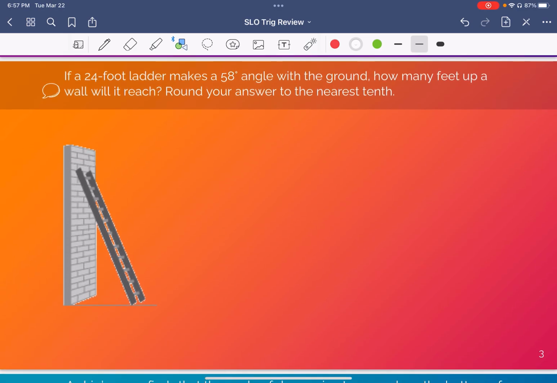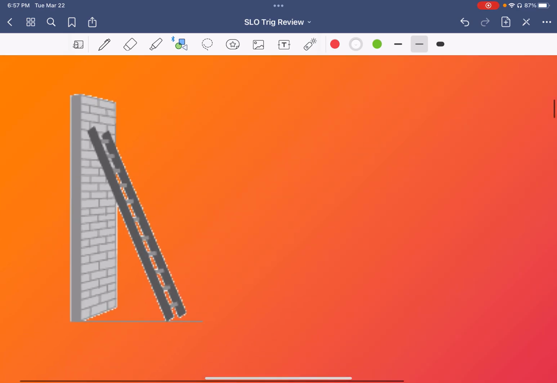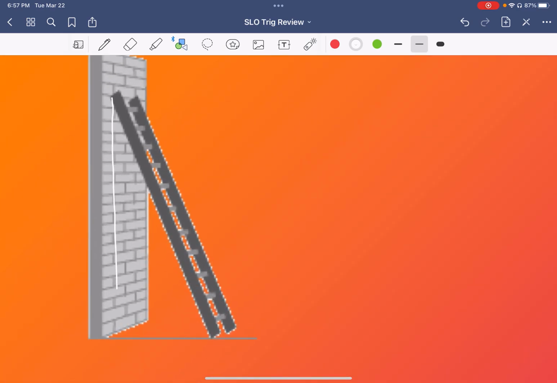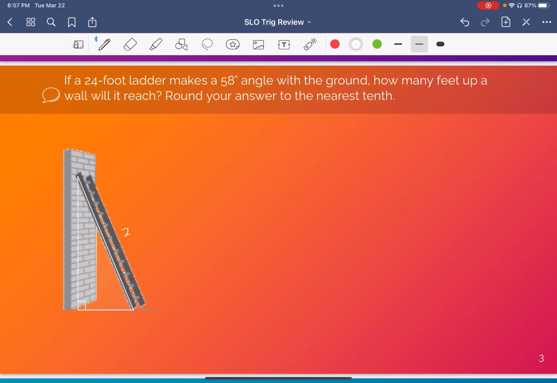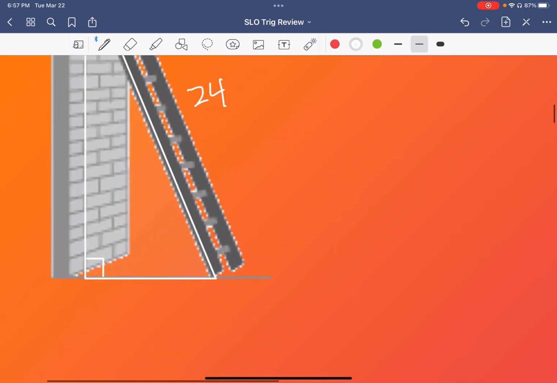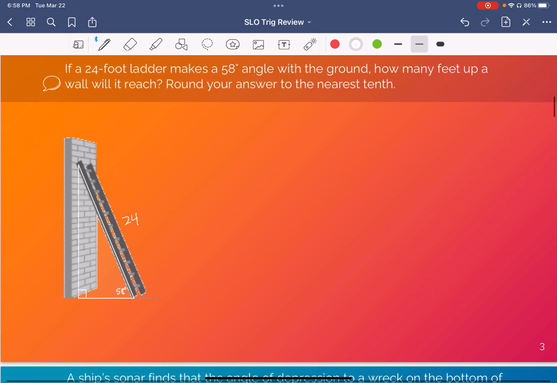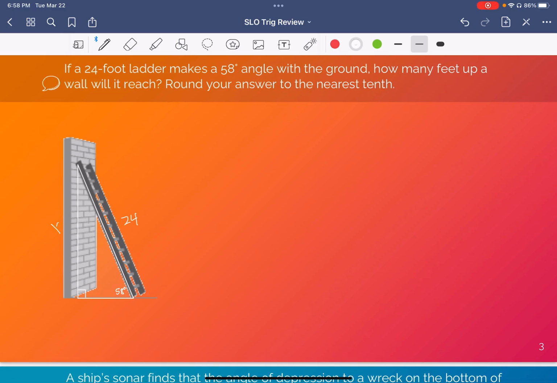A 24-foot ladder makes a 58-degree angle with the ground. How many feet up a wall will it reach? So you see that we can create that right triangle from the top of the ladder to the ground, and then with the length of the actual ladder itself, and that does create the right triangle. So it says the ladder is 24, and the angle the ladder makes with the ground, so here is the ladder and here is the ground, so that angle will be 58 degrees, and it's asking us to find how many feet up the wall it can reach.